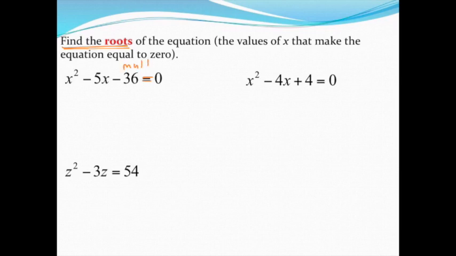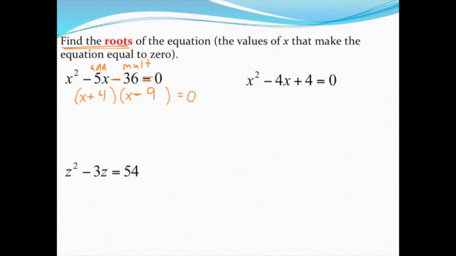So I have a trinomial where my a value is 1, which means I can factor this by finding two numbers that multiply to negative 36 but add up to negative 5. And so make your list of factors either in your head or on paper if you need to. I know that since I have a negative product, I have one positive sign, one negative sign. The factors that are going to work this time must be a negative 9 and a positive 4. Those multiply to negative 36 and add up to negative 5.